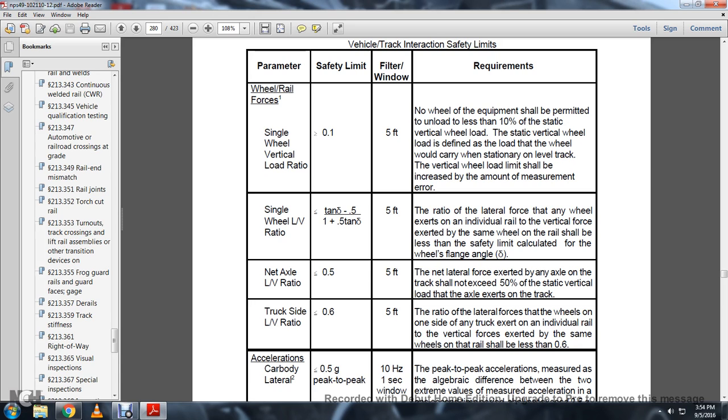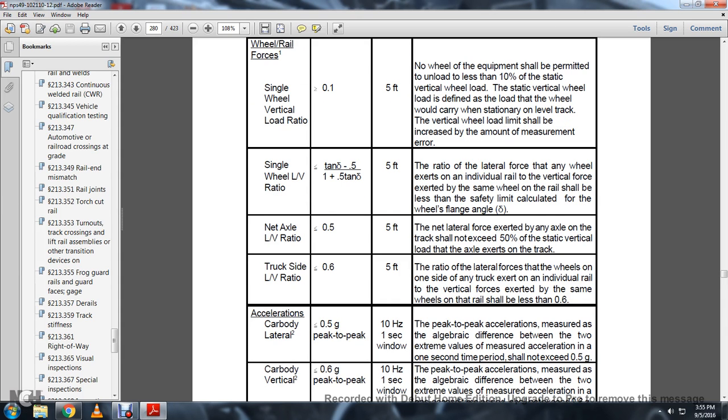The single wheel lateral and vertical load ratio is less than or equal to the tangent of the flange angle minus 1 tan. I don't know what that stands for. The ratio of the lateral force of the wheel exerted on the rail by the individual wheel to the vertical force exerted by the same wheel on the rail shall be less than the limit calculated for the wheel flange ratio. That's the wheel flange angle and the wheel flange ratio: tangent of the angle minus 1/2, divided by 1 plus 1/2 times the tangent.